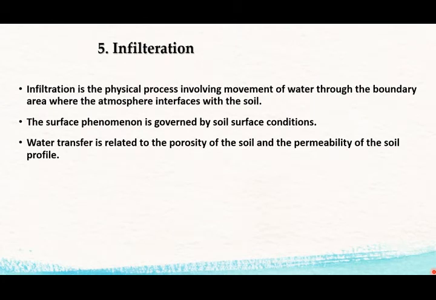The fifth process that operates in the water cycle is infiltration. Infiltration is a physical process involving movement of water through the boundary areas where the atmosphere interfaces with the soil. The surface phenomenon is governed by soil surface conditions. Water transfer is related to the porosity of the soil and the permeability of the soil profile.